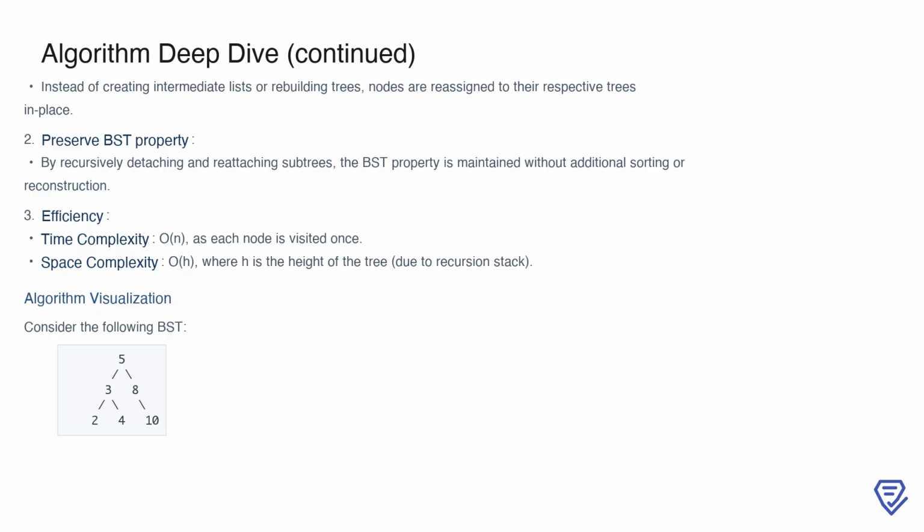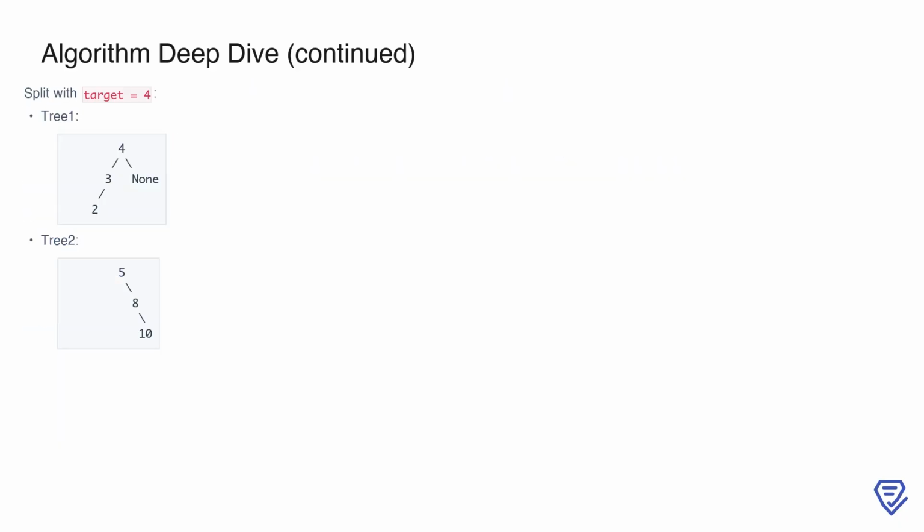To help visualize this, let's consider an example. Suppose we are given the following BST. The root node is 5, with 3 and 8 as its left and right children, respectively. Node 3 has 2 and 4 as its children, while node 8 has 10 as its right child.